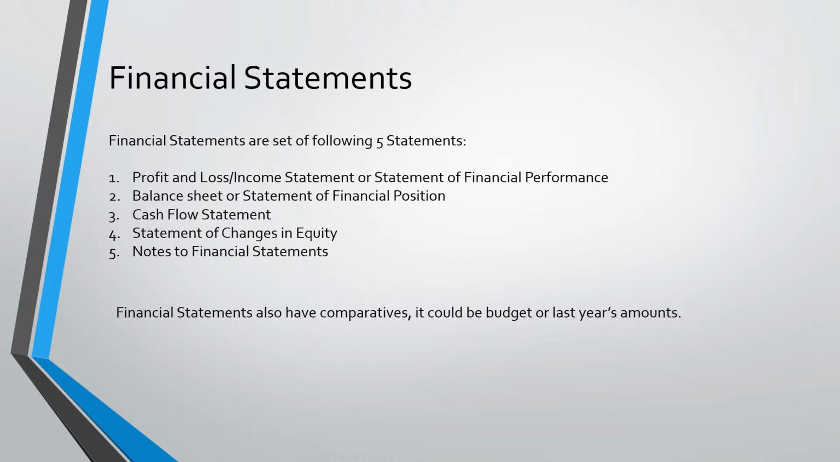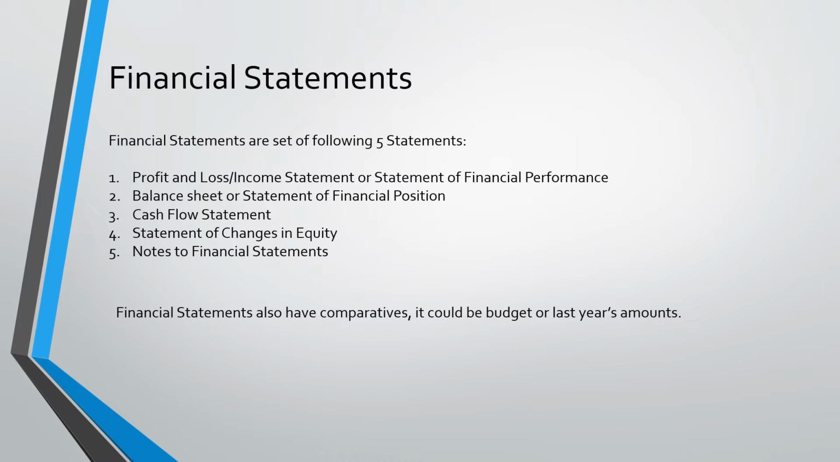Financial statements are a set of 5 statements. First one is profit and loss statement, which is also called income statement or statement of financial performance. Second one is balance sheet, also called statement of financial position. Third one is cash flow statements. Fourth is statement of changes in equity. Fifth one is notes to financial statements, which explain different items in the statements listed above.